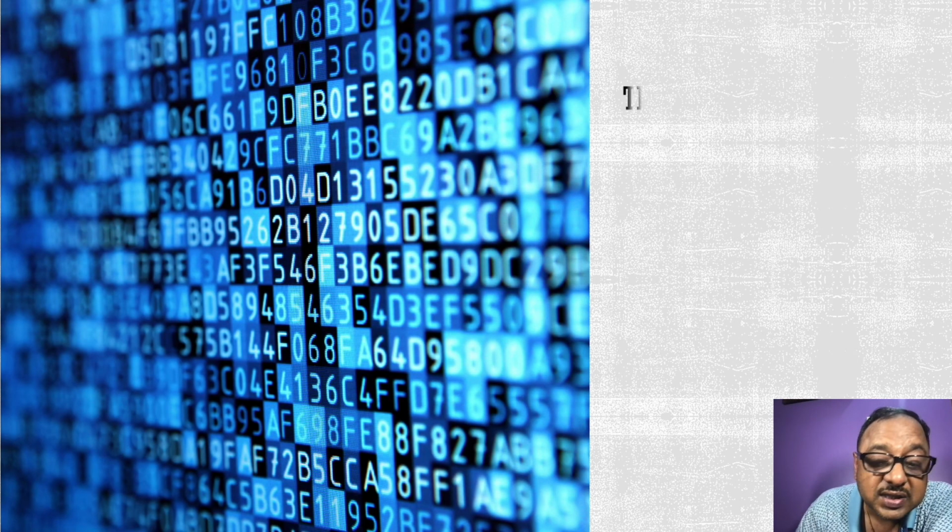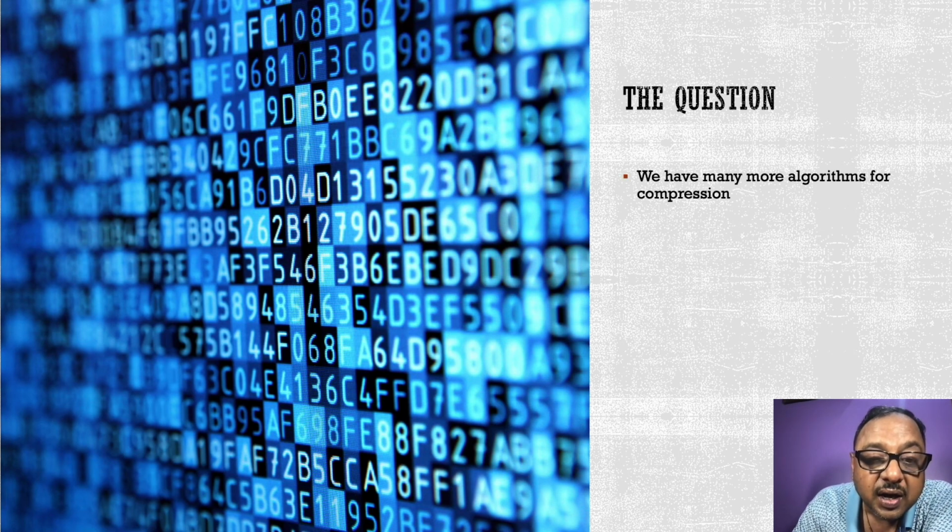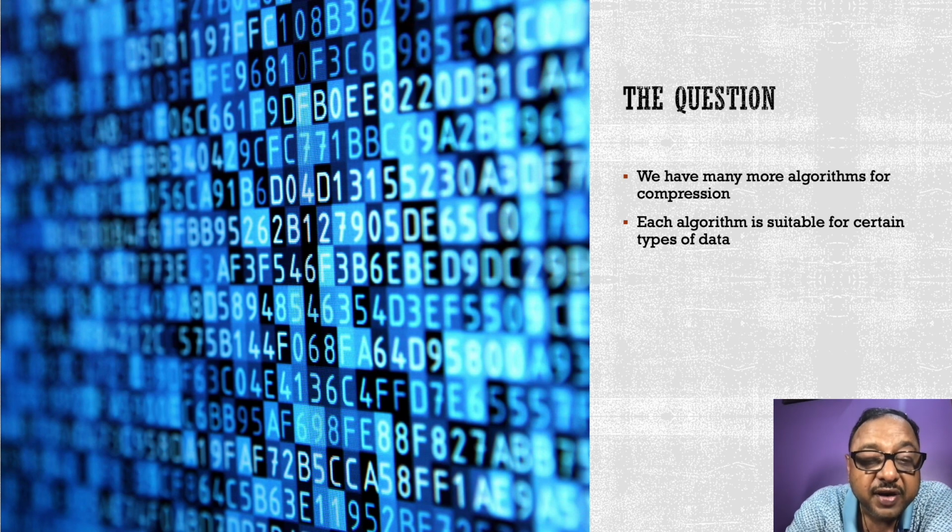So we notice that we have different algorithms for compression. Each algorithm is suitable for different type of data. There are a lot of algorithms. We have just discussed 2 algorithms which are basically used for text compression, but there are algorithms which are used for image compression, etc. Each algorithm is suitable for different type of data.